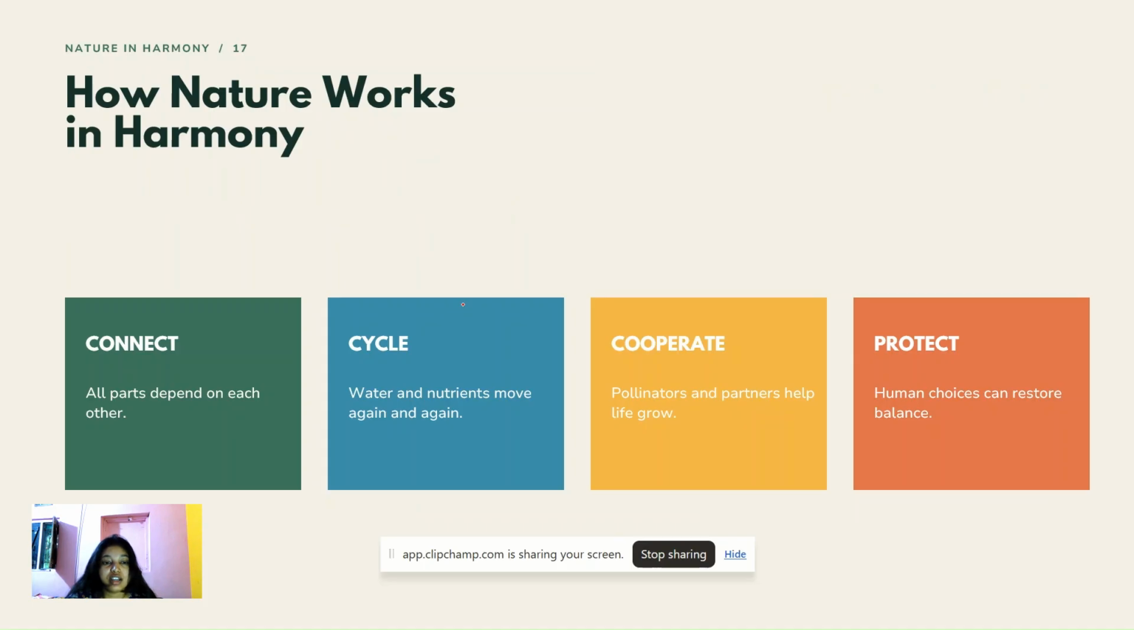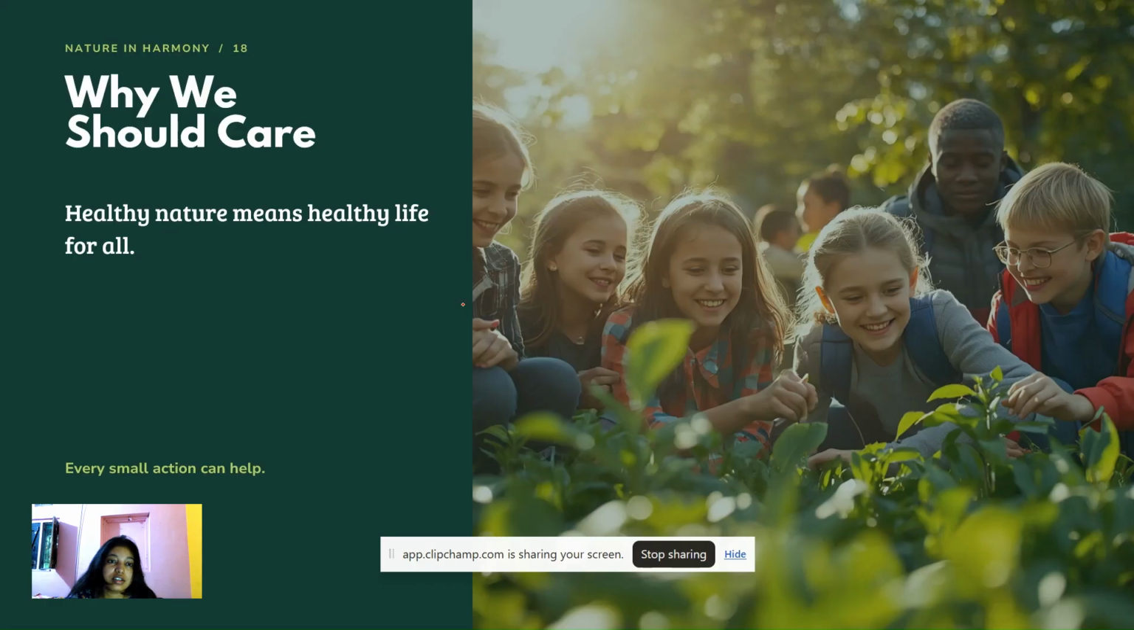How nature works in harmony. First, connection: all parts depend on each other. Then the cycle process, that is water and nutrients move again and again. Then cooperation, that is pollinators and partners help life grow. Protect: human choices can restore the balance.